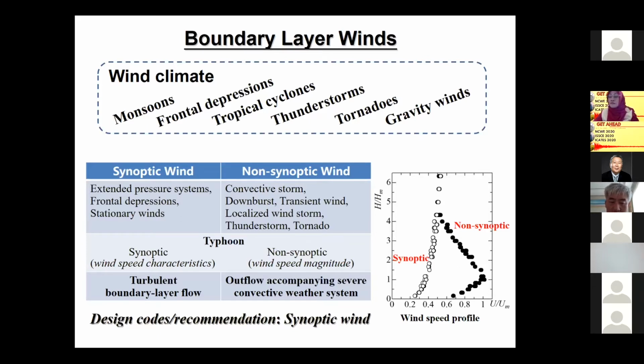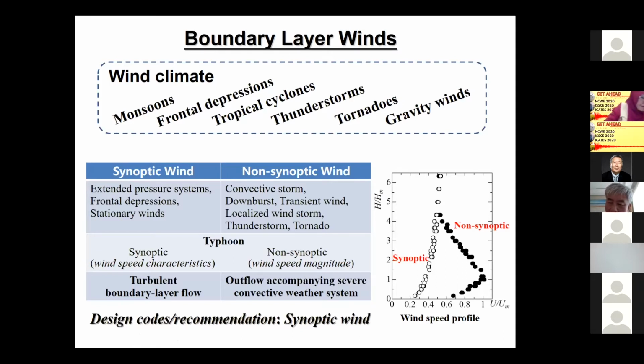For synoptic wind, you may notice it has a velocity profile in which the wind speed increases with height. For non-synoptic wind, you can see from this figure that it increases very fast, has a low jet flow, but then decreases with height. So it is an outflow accompanying severe convective weather systems.